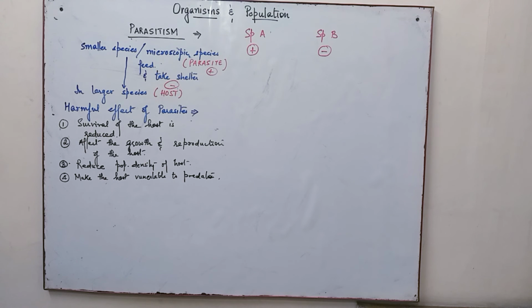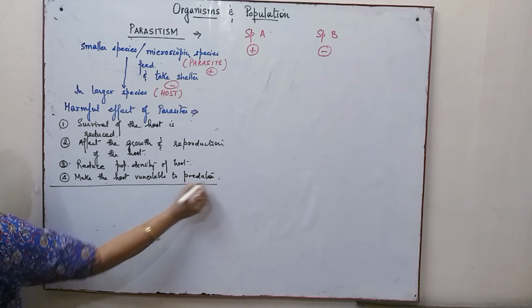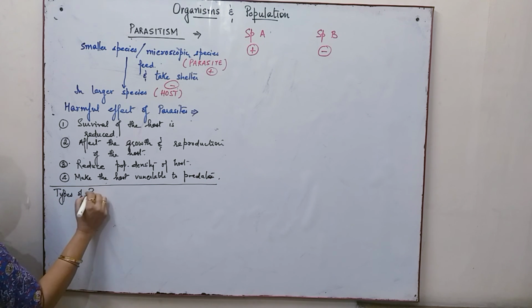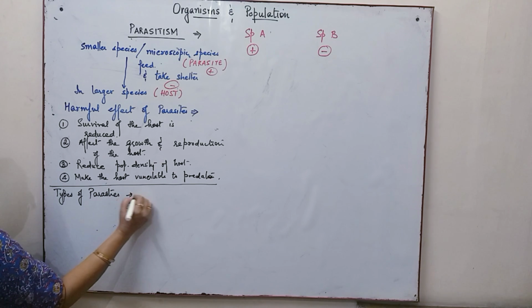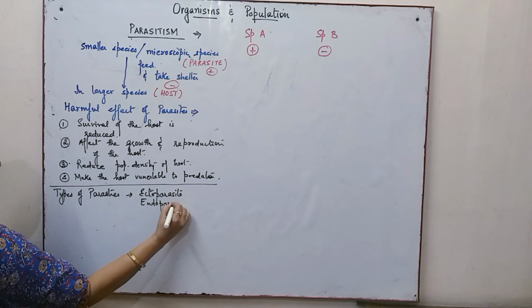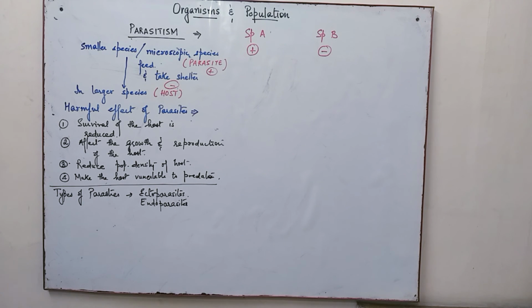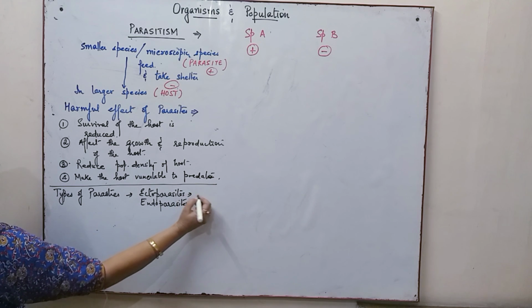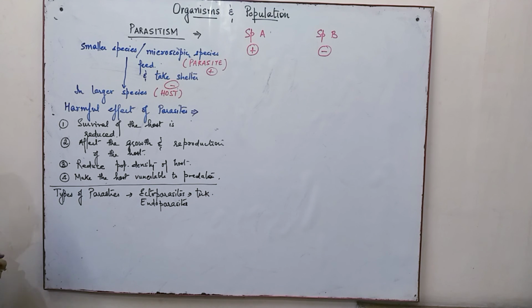Now when we talk of the parasites, they can be divided into two categories depending upon whether they are thriving outside the host or within the host. So there are two types of parasites, that is ectoparasites and endoparasites. Ectoparasites are those parasites which depend on another living organism for food and shelter, and they live on the surface. For example, ticks, or lice, which thrive on the host but do not enter inside the body of the organism.